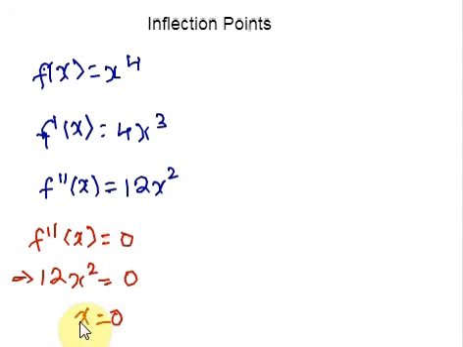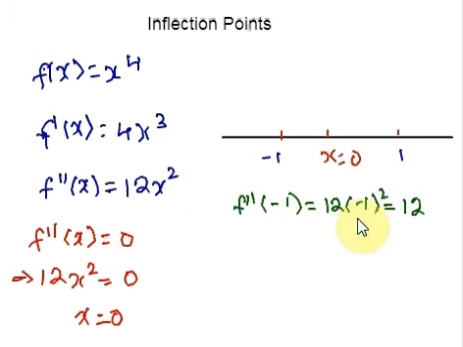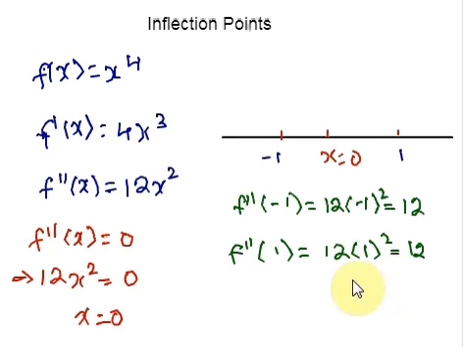So just plot this number on a number line and pick 2 points on either side of x is equal to 0. I'm picking the easiest numbers, -1 and 1. Just plug in these values in f double dash of x and check what value you're getting, positive or negative. If I replace x by -1, I'm getting positive 12. Let's see for x is equal to 1. I'm getting the same value, positive, positive.